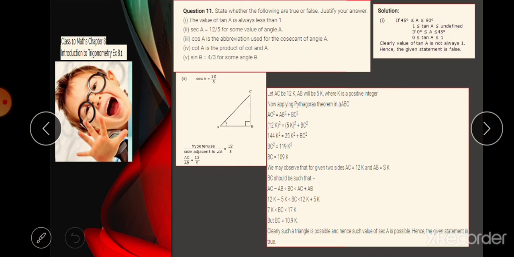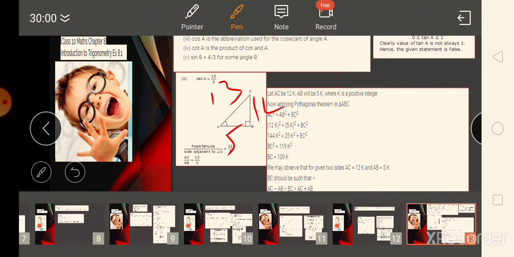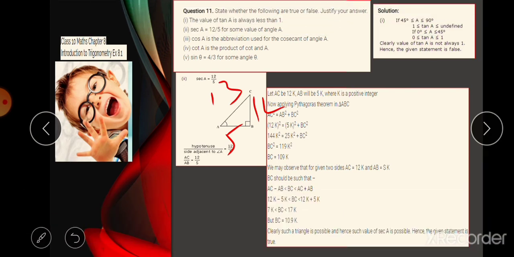Now there is a check whether it is true or false. Justify your answer. The value of tan A is always less than 1. It is wrong because sometimes the value will be greater than 1 also. For example, you take 5, 12, 13, Pythagoras triplet. What is the tan? Opposite by adjacent, you see that one, 12 by 5. If you see angle C, 5 by 12. But angle F, 12 by 5. 12 by 5 is 2.4. If you divide 12 by 5, you will get 2.4. The 2.4 is greater than 1. So the first one is wrong.